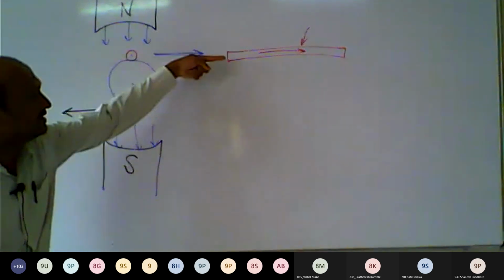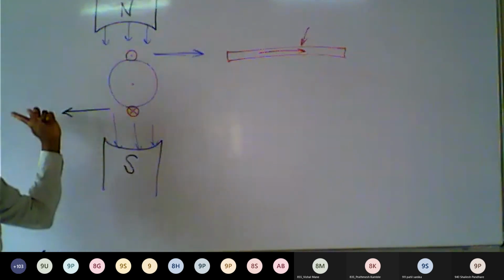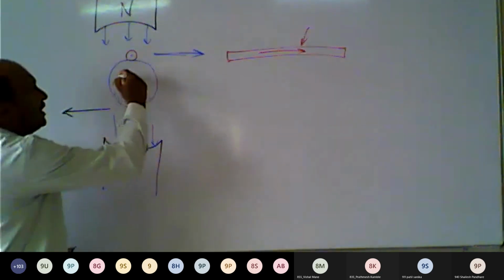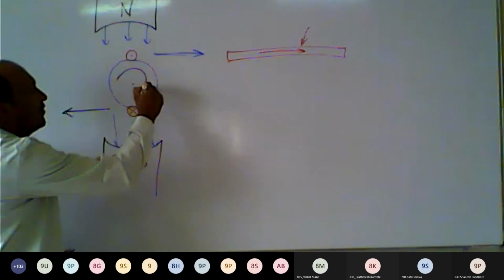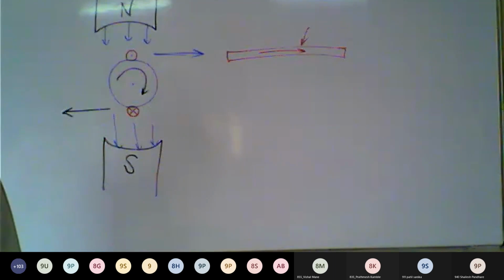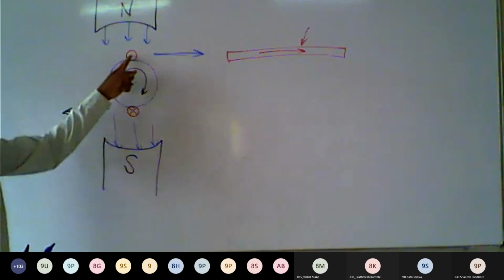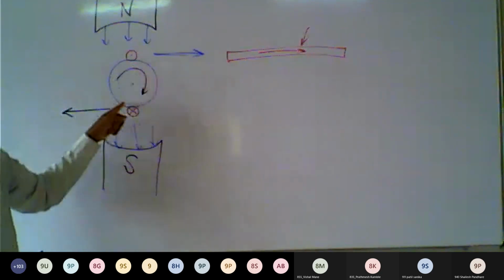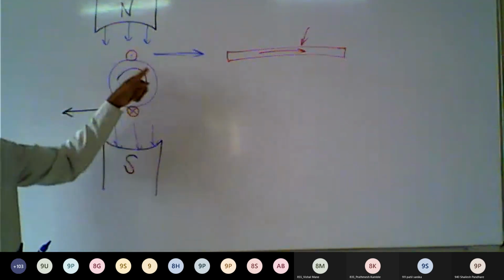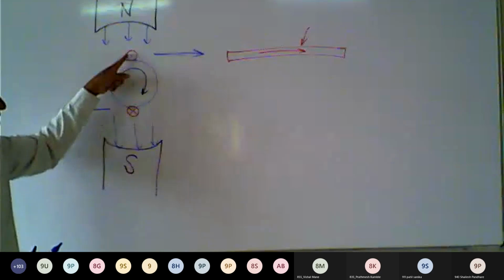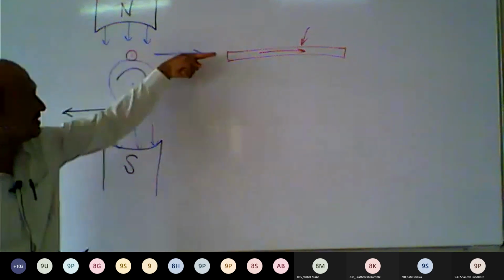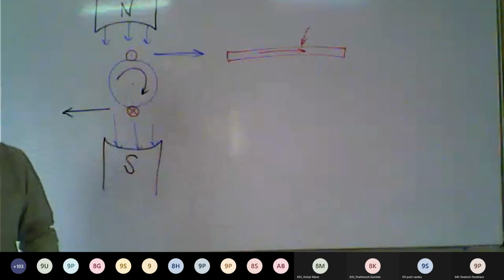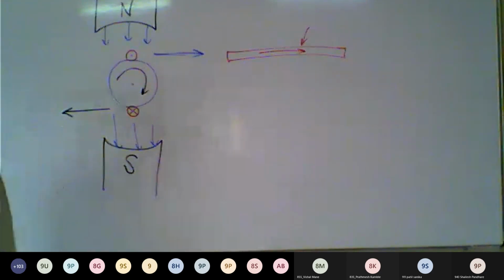This conductor will move this side and this conductor will move this side. So this drum will rotate in the clockwise direction, because this movement will convert into circular motion. The drum will rotate clockwise because this conductor moves to this side and this conductor moves to this side. That's why this drum will rotate in the clockwise direction.